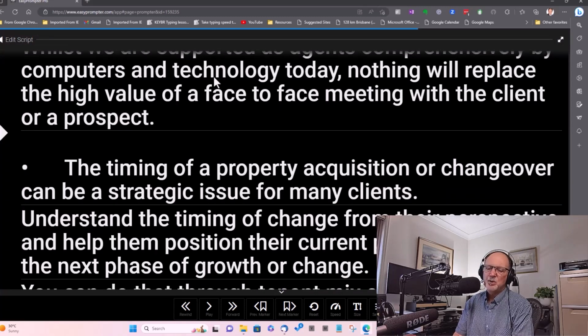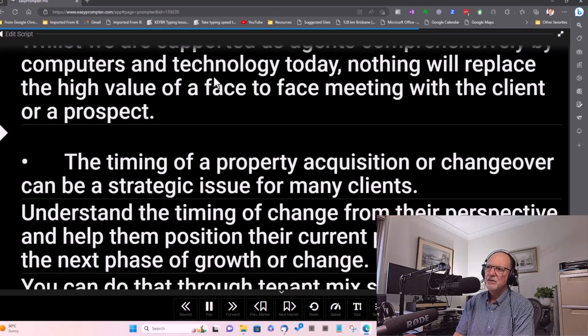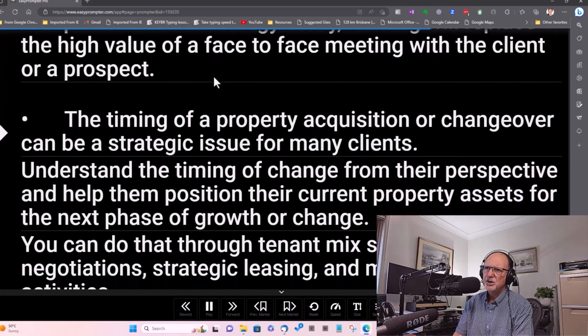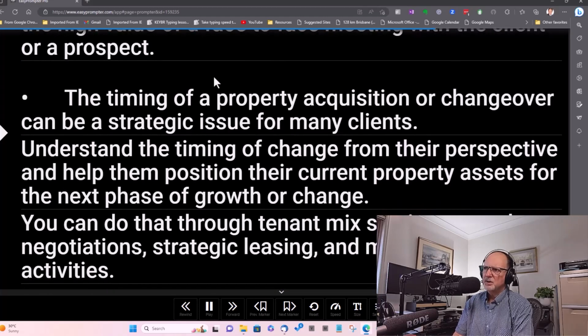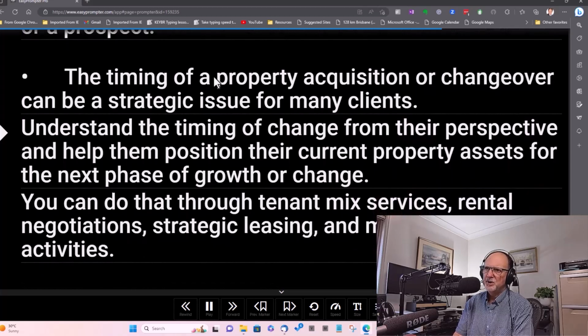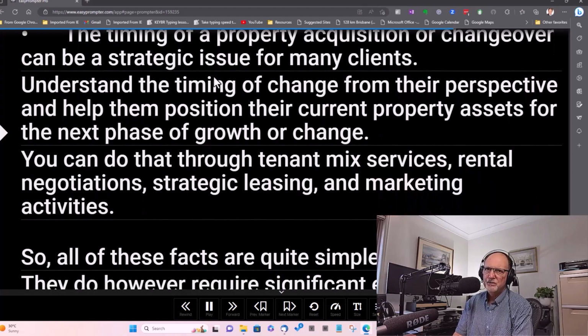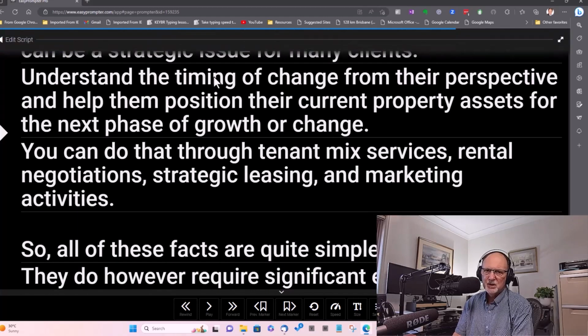The face-to-face meeting, engaging with them. It has been said, and it's probably true, it takes 3 to 5 telephone conversations before you can meet with a person. That means you stay in contact for the longer term. Now, the timing of a property acquisition or changeover can be a strategic issue for many clients. Understand the timing of change from their perspective and help them position their current property assets for the next phase of growth or change. Now, I go back to the point I mentioned earlier. Remember redundancy, the age of the property, the precinct of the property, how things are changing around it, and how you can help with that change.